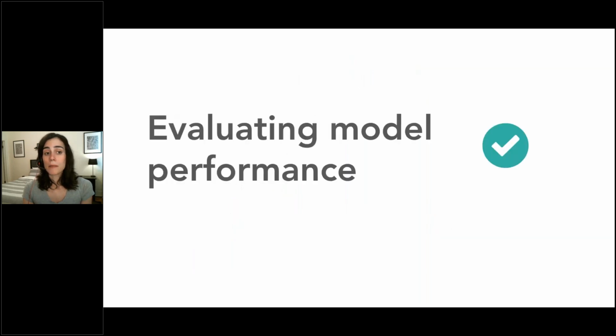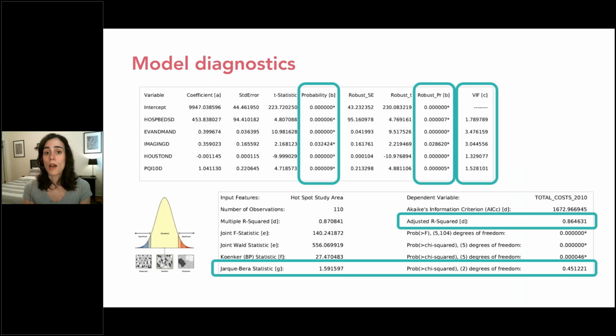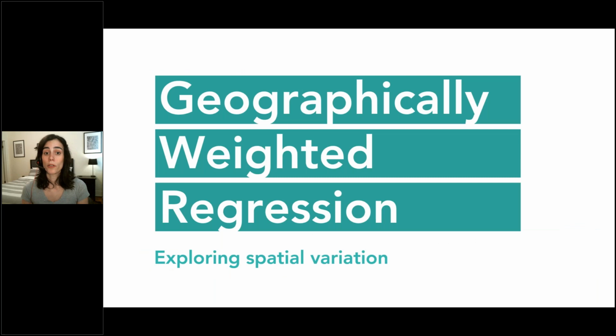And evaluating model performance, like I said, is really important. In order to be able to use this model for prediction, we need to look through the model diagnostics and try several different models, compare their outputs, compare their diagnostics, and see which one does best. And Oren's going to talk a lot more about these diagnostics in a bit. So I'll just move on to geographically weighted regression.